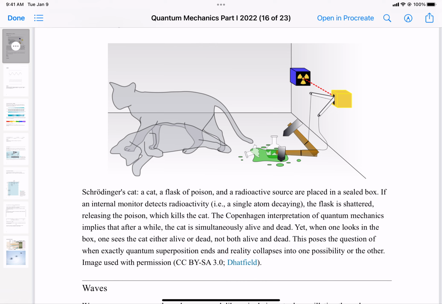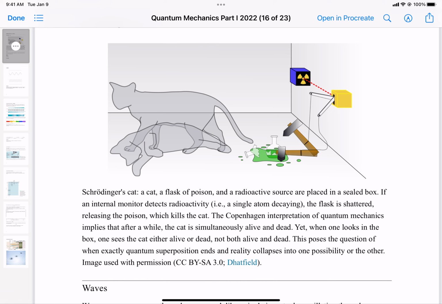The Copenhagen interpretation of quantum mechanics is that after a while, the cat is simultaneously alive and dead. That's called superposition of quantum states. It's saying that at any point in time, in quantum mechanics, a particle can only occupy one of two allowed states, and what we observe in an experiment is one of those states.